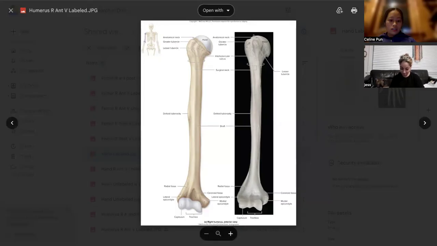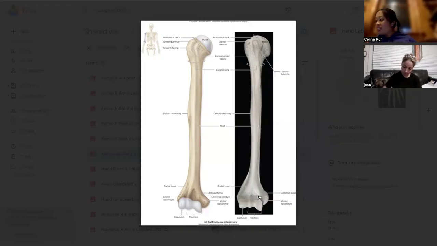Okay. Got it. Okay, and then there's a bunch of fossas. There's the radial fossa, and then there's the coronoid fossa. Corona, you know what corona is in Spanish? A crown. Yeah. So this is a crown, at the top of the bone. And it's a fossa, so it's a hole. So it's a crown-like hole.